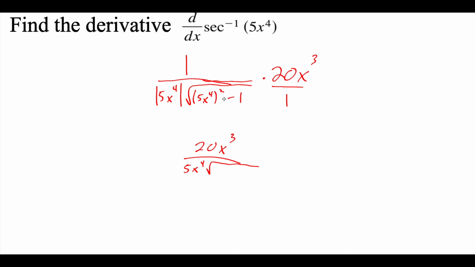And then underneath our radical, we can simplify down that 5x to the 4th squared into 25x to the 8th. But then we still have that minus 1 underneath there. We can do some reducing with the 20 and the 5. So we get 4 on top. We can also do some reducing with the x cubed and the x to the 4th. So we're going to get a plain x on bottom, along with that radical having the 25x to the 8th minus 1 underneath it. That's going to be it for this video.